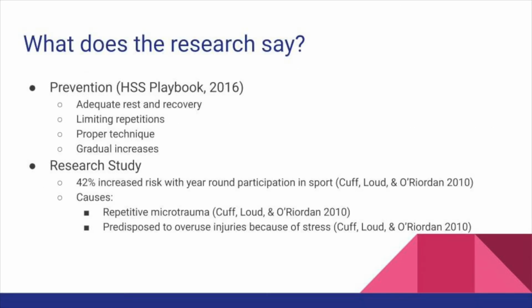So what does the research say? I first looked at prevention on the HSS playbook. So 4 ways that you can prevent overuse injuries are adequate rest and recovery, limiting repetitions, proper technique, and then gradual increases. For the adequate rest and recovery, just making sure they're getting the time that they need after practice or after games, and also making sure they're getting the nutrition that they need as well. For limiting repetitions, an example would be a pitch count for a baseball player. That's a way to limit repetitions.